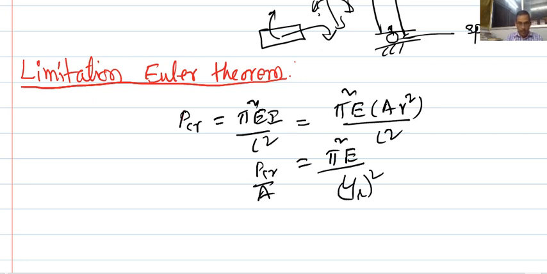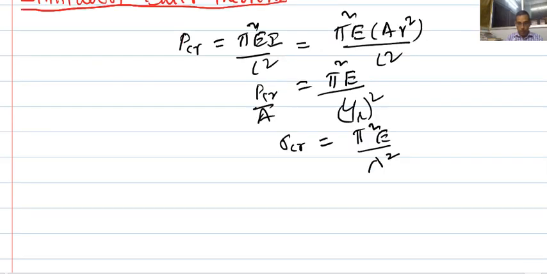Then I say PCR by A is your sigma CR, equal to pi square E by lambda square, that is the slenderness ratio. Now, if you carefully see, that means this particular stress should be true for any lambda, because here he did not say anything. Pi square is pi, E is E, lambda is lambda, lambda is L by r. That means for any L, for any r, this formula should work, stress should work, is it not?